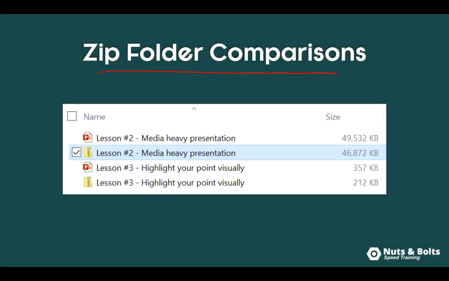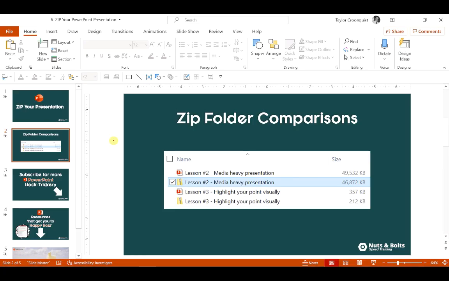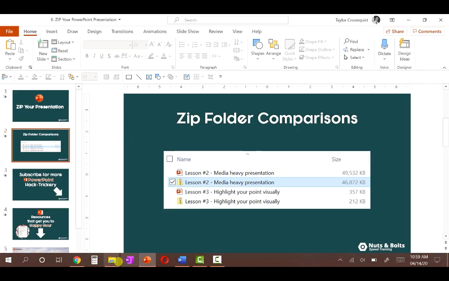And here's some examples of how much space you can save by zipping your PowerPoint presentations. And it varies depending on your presentation. So for example, in this case, I've saved about 6% moving from this media heavy presentation into a zip folder, which you can see the little zipper is your indicator that it's a zip folder. In the second scenario, I've saved about 40% of space. Why? Simply because it's different content in it as I move to the zip folder. So how much space you save going this route will differ depending on your presentation, but let me quickly show you how to do it.